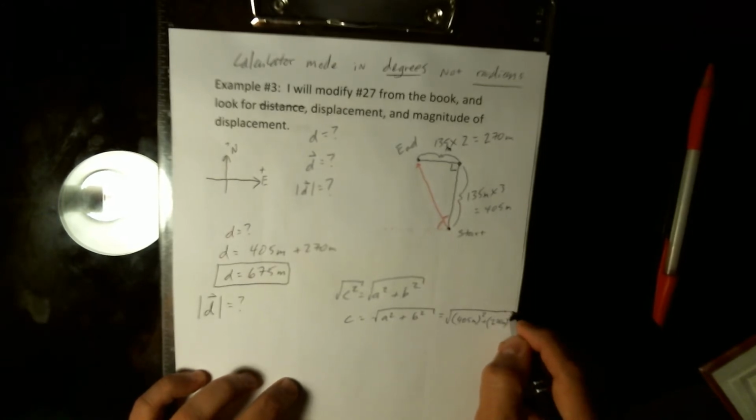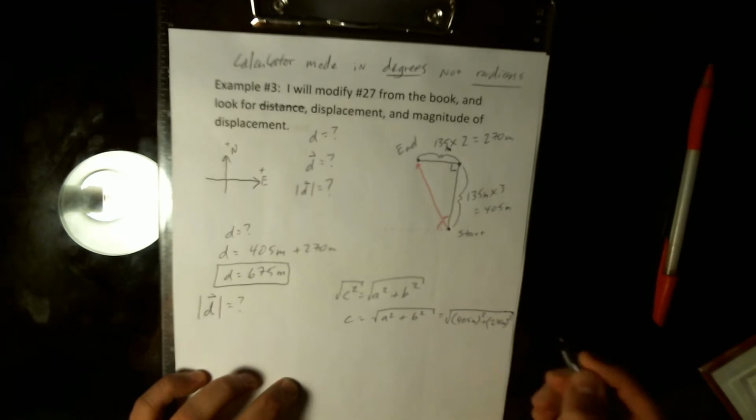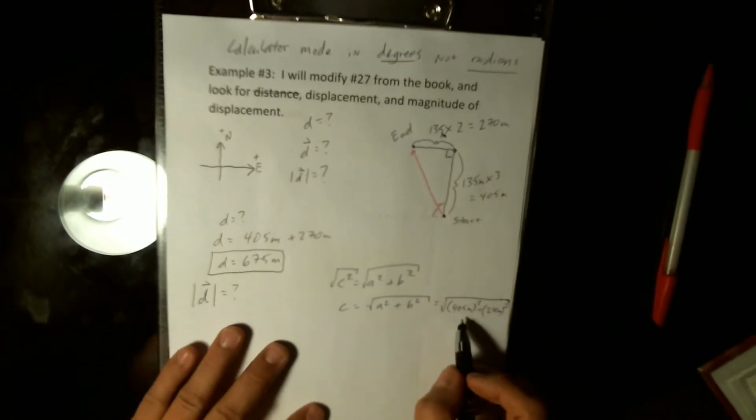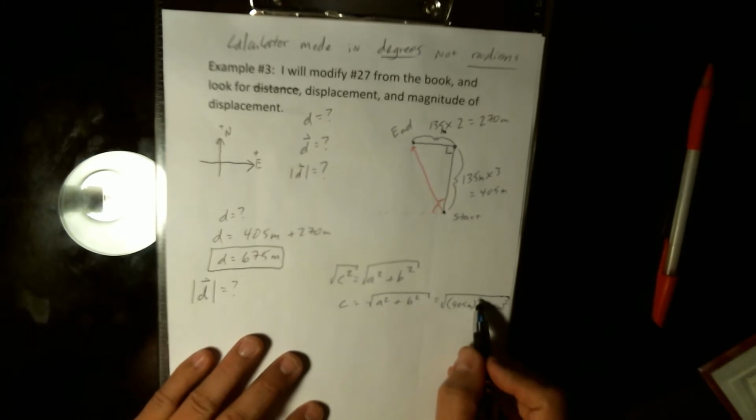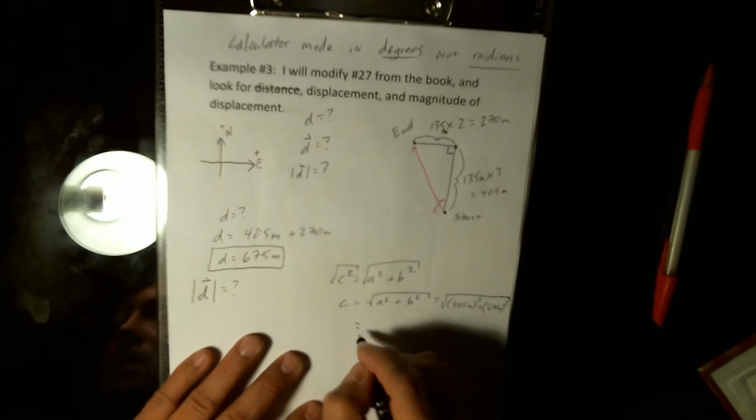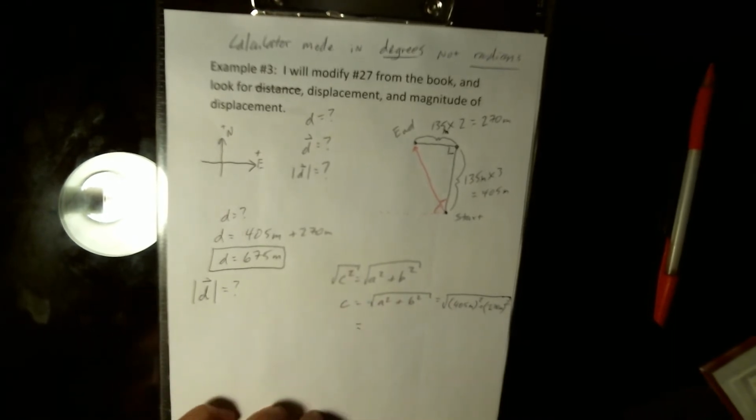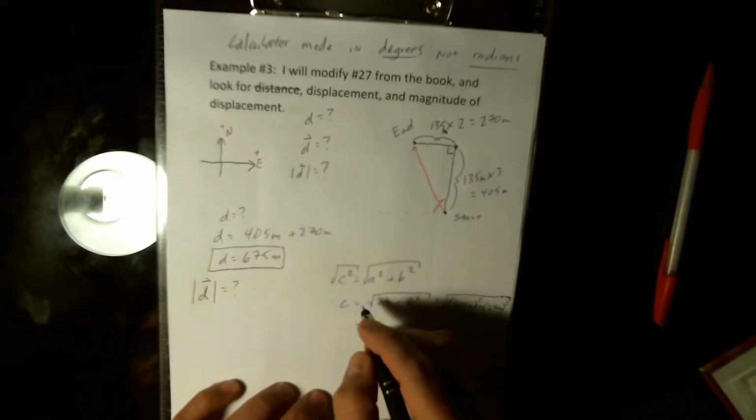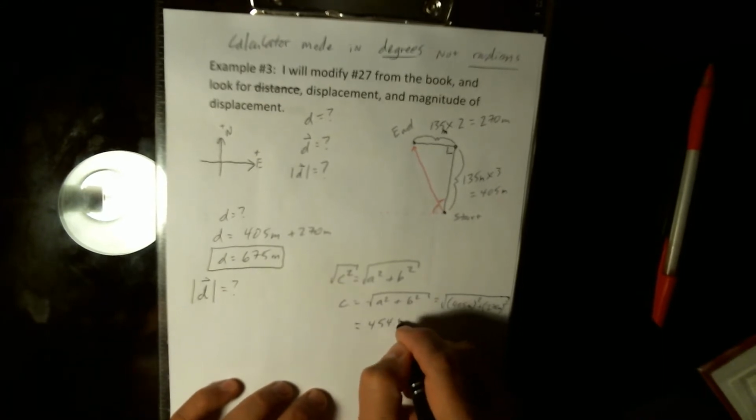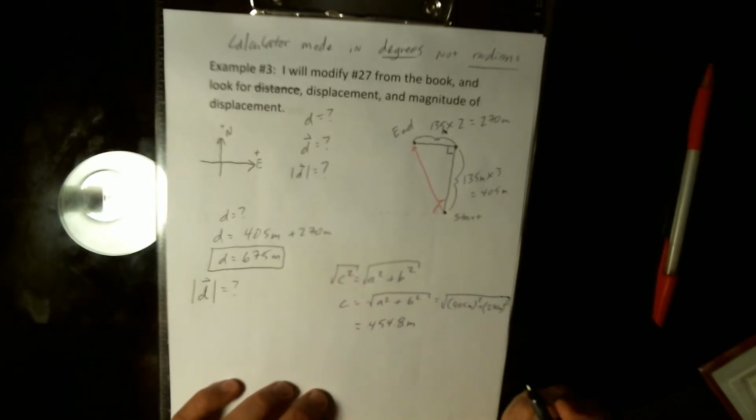I'm trying to be careful here with you. I put the 405 meters in parentheses and the 270 meters in parentheses because otherwise kids will forget to square the meters as well as the number. Okay, so you do the math and you should get 454.8 meters. And that is the magnitude of the displacement.